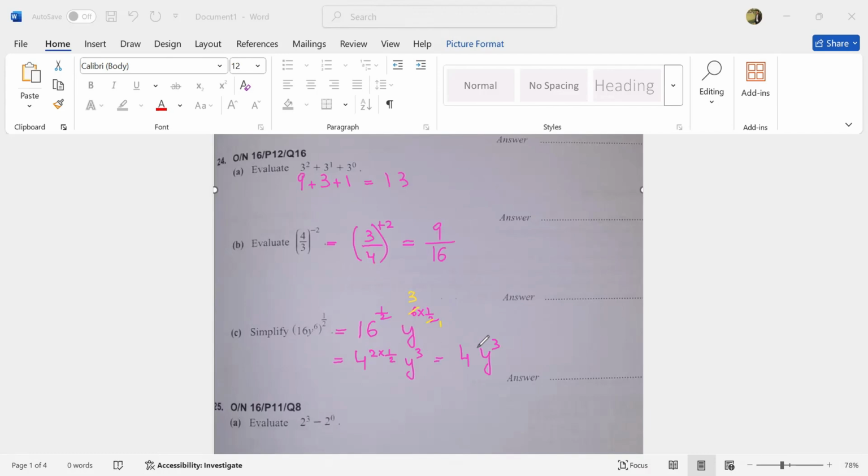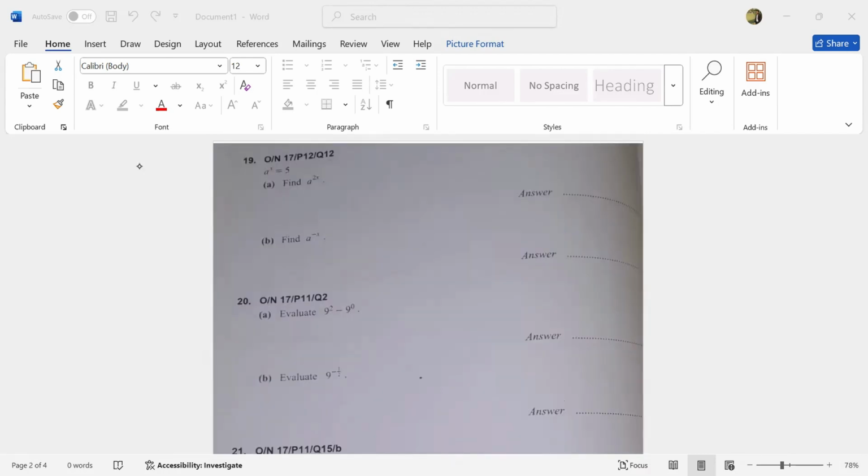Next one, 2 cube. 2 cube is 8. Anything raised to the power 0 is 1. So 8 minus 1 gives us 7. Okay, here a raised to the power x is 5, and we have to find a power 2x. So let's check. We can write it down as a^x whole power 2. Now a power x is 5. Inserting the value, 5 square is 25.